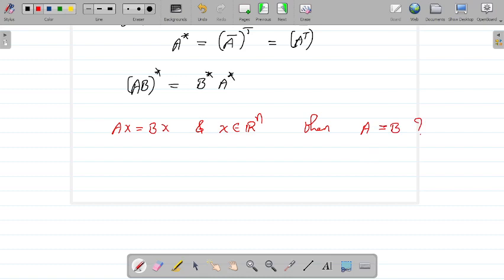What is your answer? You're saying if X is 0, both are equal. So let me give you one more condition here. I'm saying that this statement is true for every X in R^n. Then is A equal to B?